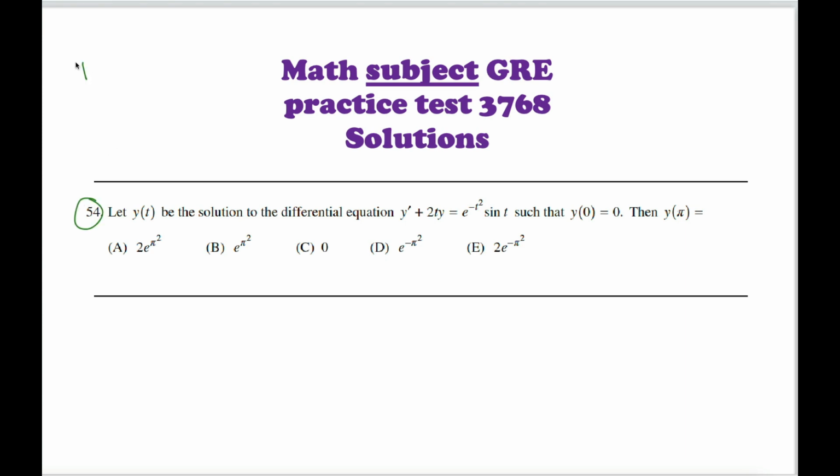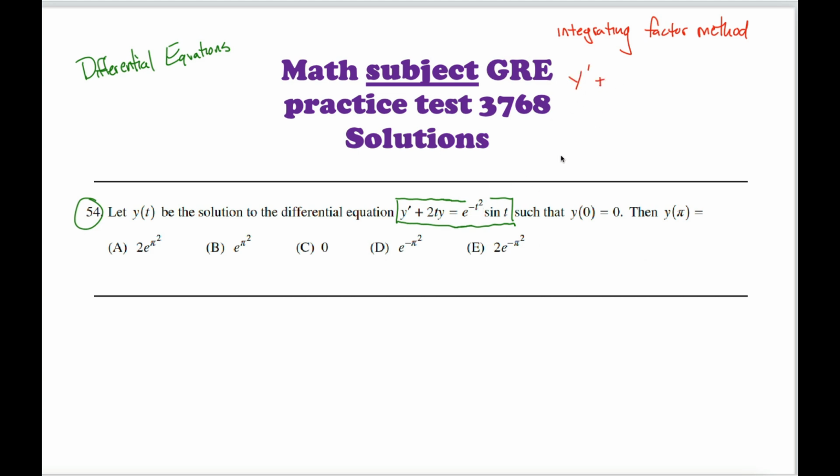All right, question 54, we're back to differential equations here. In this specific problem, we have a first order differential equation because of this y prime here. It turns out there's a method called the integrating factor method that solves first order differential equations of the form y prime plus some function, maybe I'll call it p of t, times y is equal to some other function, maybe I'll call it g of t. In this problem, playing the role of p of t is this 2t, and playing the role of g of t is e to the negative t squared times sine of t.